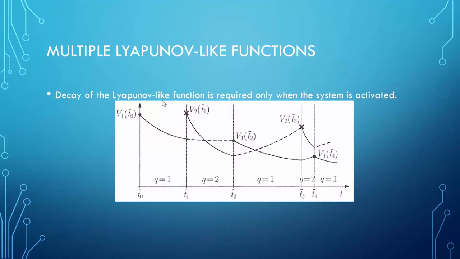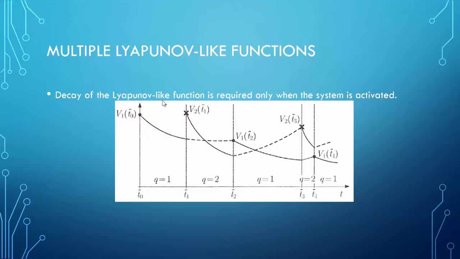So here's Q1, here's Q1, right? When you switch back to Q1, we compare these two time points. This value has to be smaller than this one. We compare the same Lyapunov function V1. And later, in the second system, when you switch back to Q2 here, you need to make sure this value is smaller than this value. And if that happens, that means that eventually V1 will decrease to zero, and V2 will also decrease to zero.